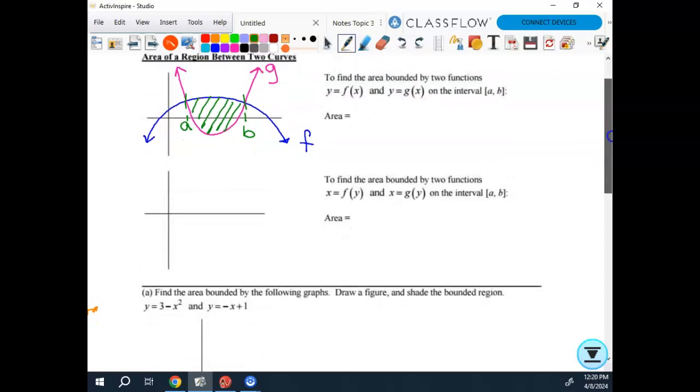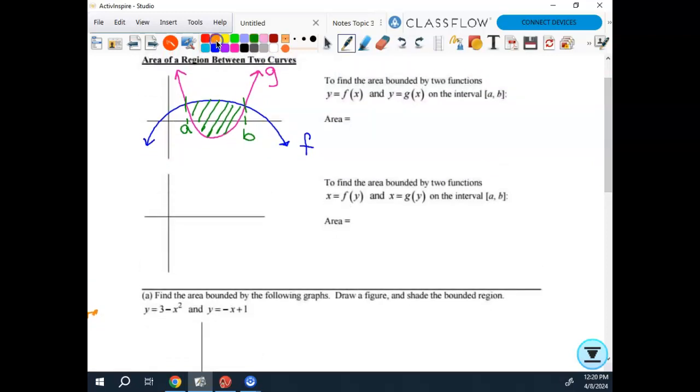So find the area bounded by two curves. The terminology is important here. Area bounded by two functions on this interval from A to B. We're going to have the integral from A to B, right? And then you're going to take f of x and subtract g of x. So in general, this ends up being the integral from A to B.